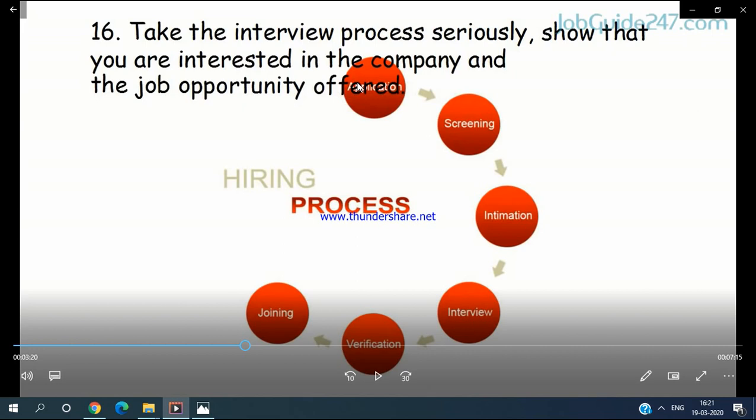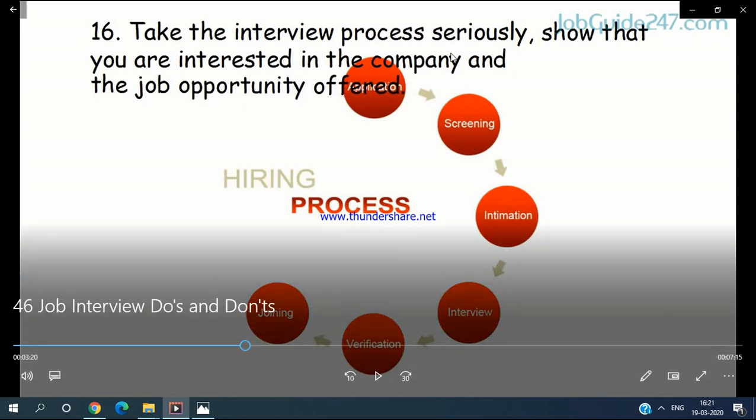So confused hoke koi answer nahi dena hai. Show karna hai aap serious ho. Show karna hai aap interested ho company mein aur aapko achhi job opportunities offer ho rahi hai. To jo bhi aapko batayenge wo you have to accept them.